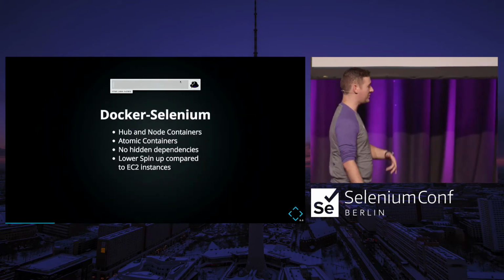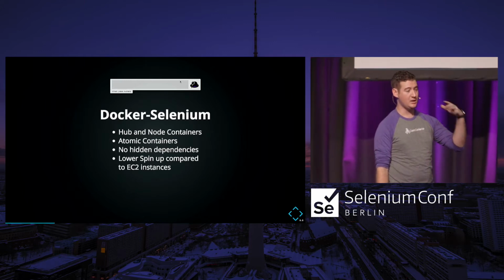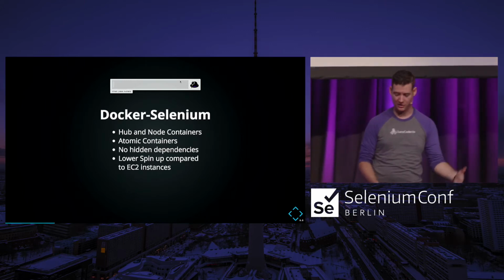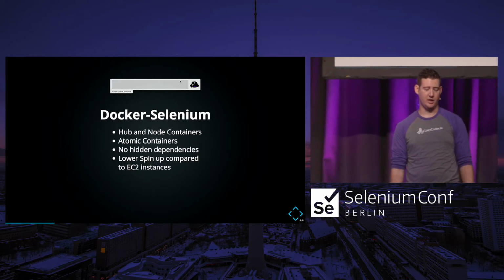Next one, Docker Selenium. I'm now going to talk about running Selenium nodes and grid hubs on Docker, which makes it containerized, which means you have faster startup periods, and you can run a ton of them on AWS for cheap.